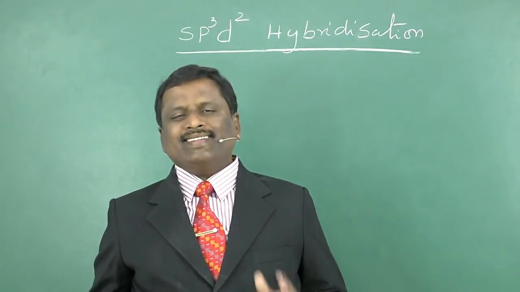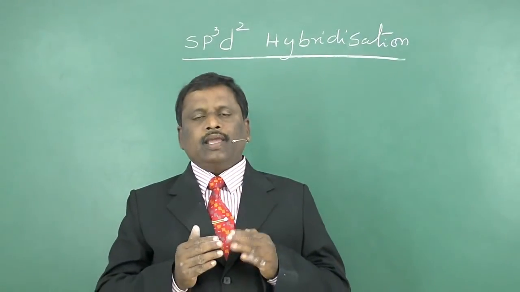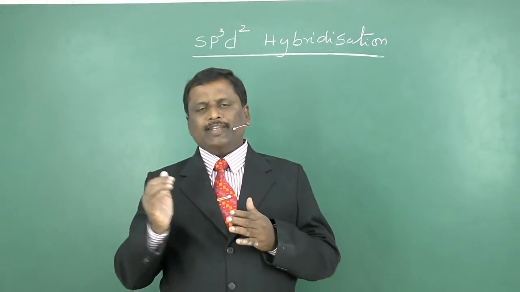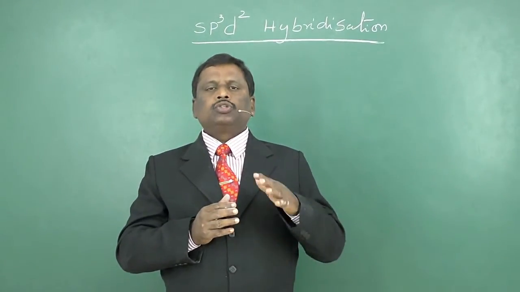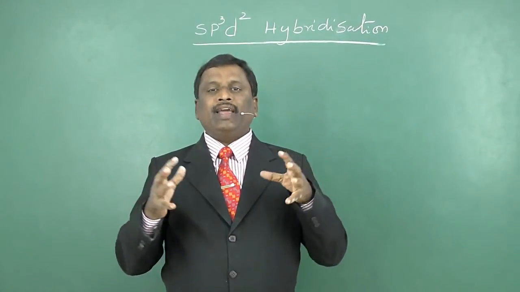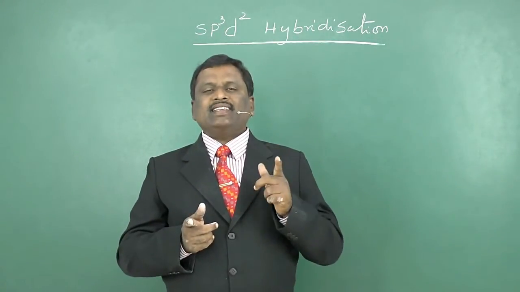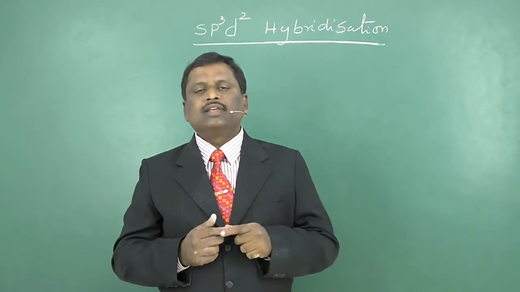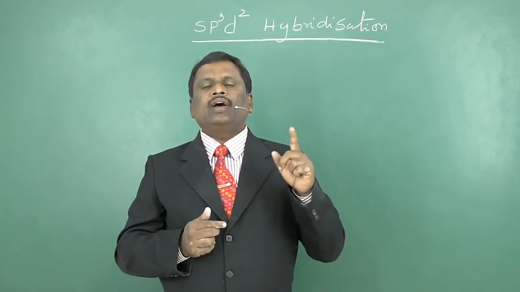When one s orbital, 3 p orbitals and 2 d orbitals are mixed together or hybridized together to form 6 identical hybrid orbitals, it is known as sp3d2 hybridization.